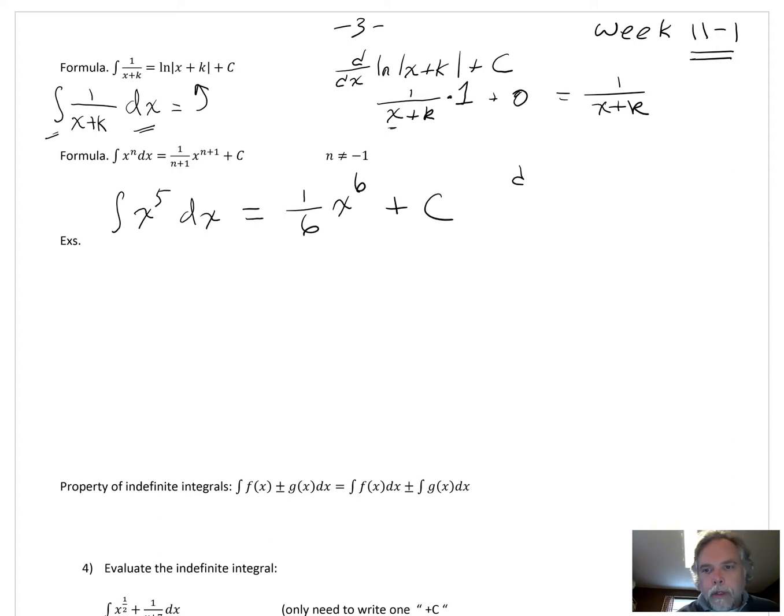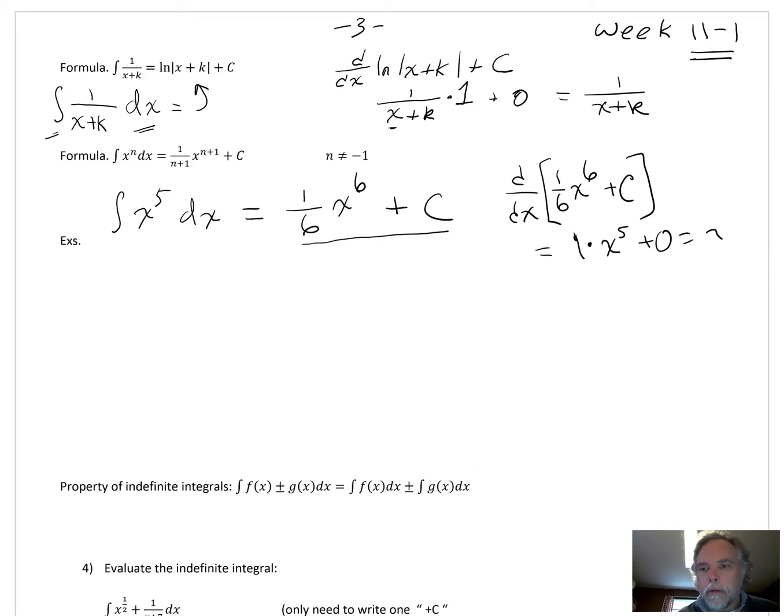And the check of that, like always when checking an indefinite integral statement like this, is to evaluate the derivative of this side. So that's going to be 1/6 times 6, which is 1, x to the 5th plus 0, which is x to the 5th. And that's the integrand. So that's good.